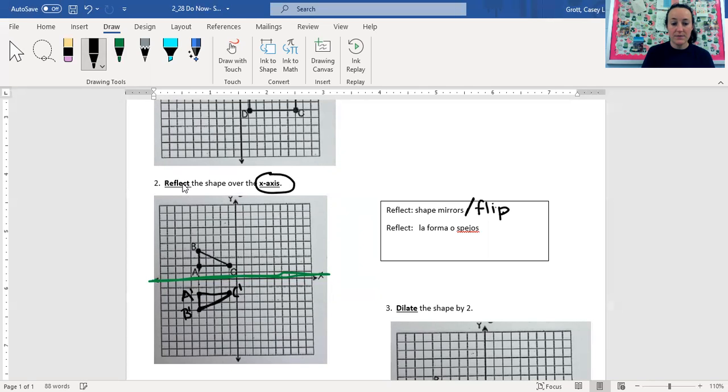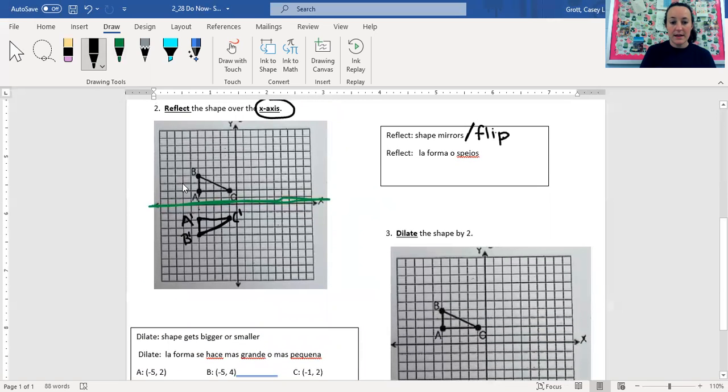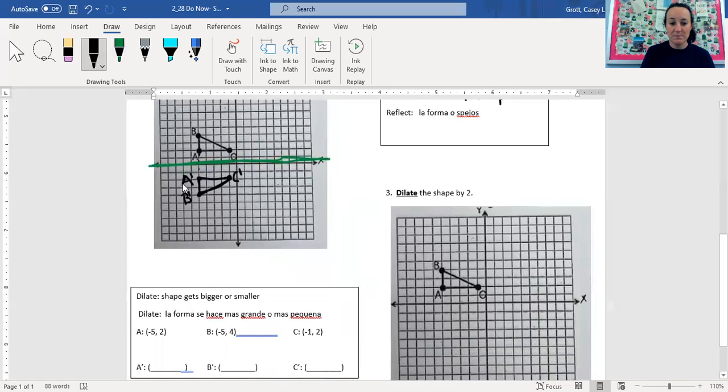Okay, connect here. So all we did was we flipped it. My point was up here, and now it flips to down here. Okay, it's flipping over the x-axis. Our last type of transformation is dilation. So dilation means we make the shape bigger or smaller using multiplication or division.